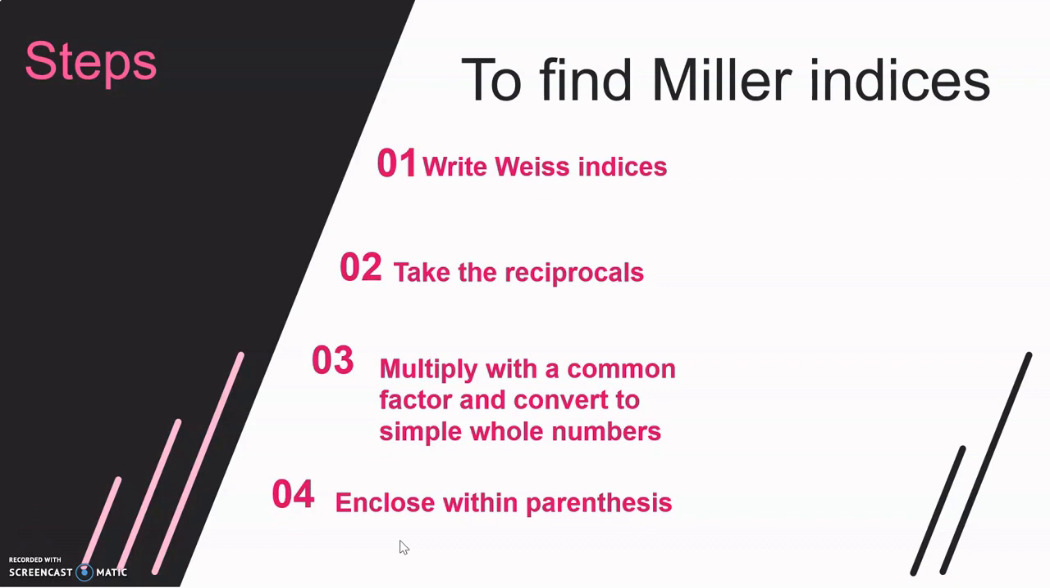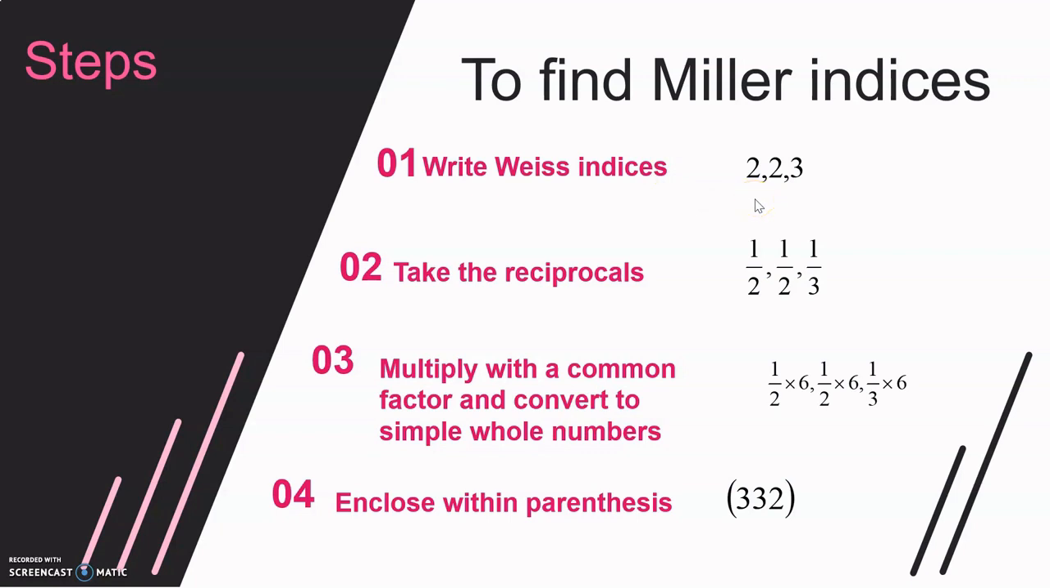These are the steps to find the Miller indices of a plane. First, write down the Weiss indices of the plane. Then take the reciprocals. If it is not a whole number, multiply with a common factor and convert to simple whole numbers. Then enclose within brackets without any commas. You will get the Miller indices of the plane.